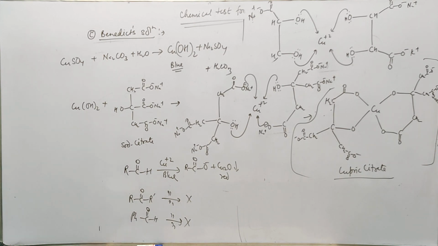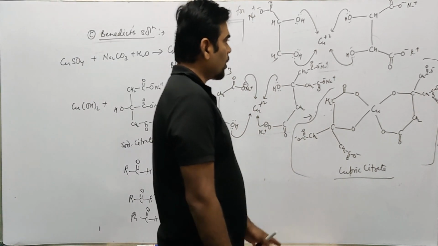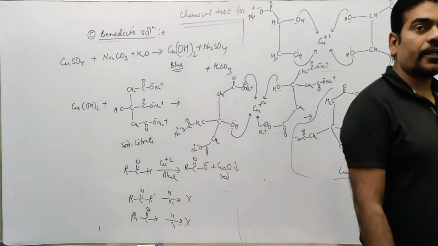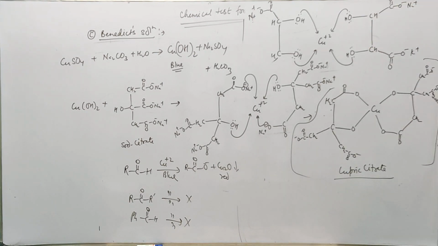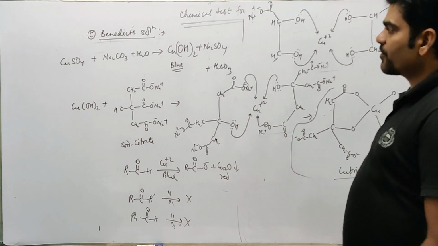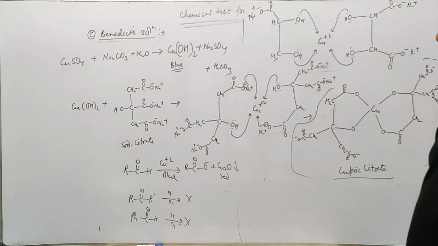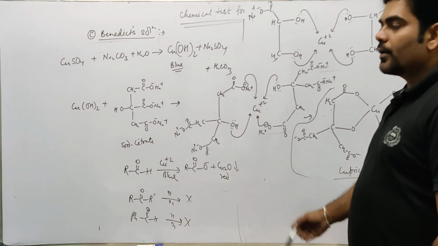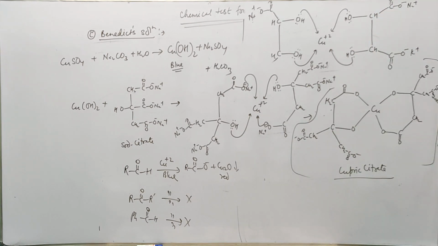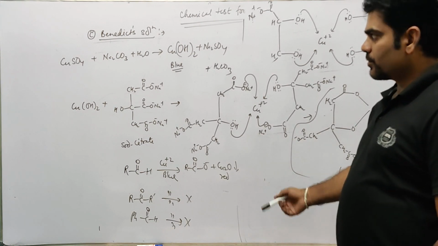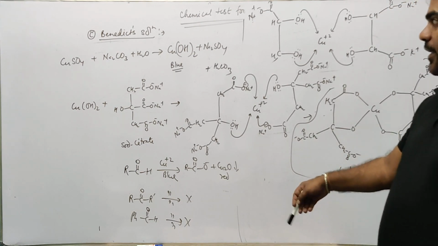Alright, this is about the chemical test for aldehydes and ketones. So this is all about the oxidation reaction of aldehydes and ketones. Okay, in the next video we will discuss the reduction reaction of aldehydes and ketones and reactions due to the presence or absence of alpha hydrogen. So the remaining part we will do in the next video.